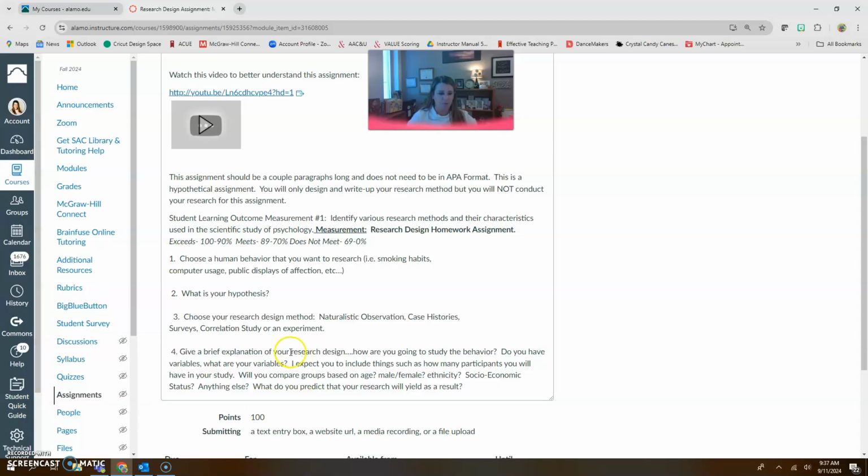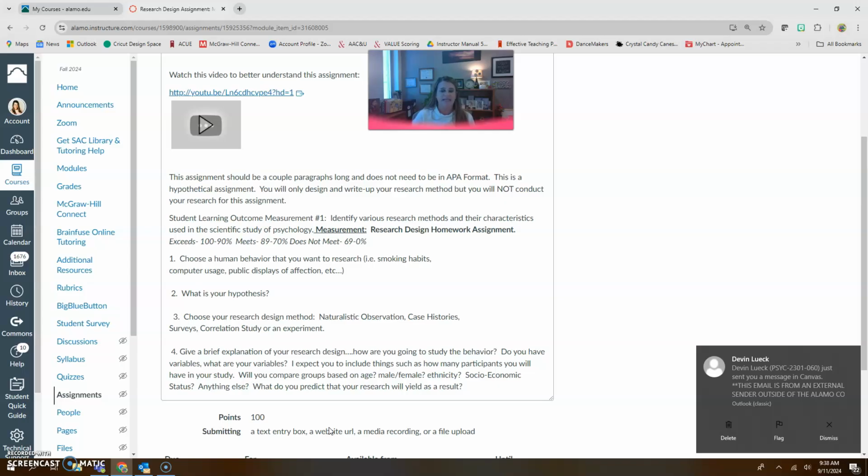Numbers 1, 2, and 3 are probably going to be very, very short answers. In number 4, that's where you'll write probably a paragraph or more. Be very specific, be very detailed in how you would research your habit. So use chapter 2 that we've been studying last week and this week to help you come up with your research methodology, to understand variables, to understand hypotheses, etc.